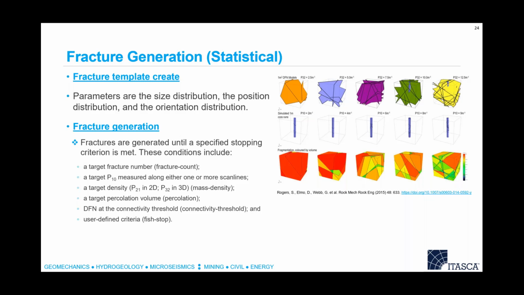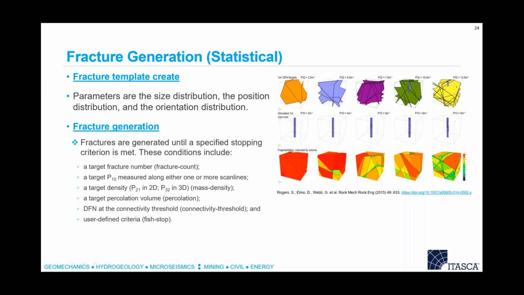A target P10 measurement, which is essentially a measurement along a scan line. Target density, P21 in 2D or P32 in 3D. Target percolation volume, DFNs at some connectivity threshold. And also, you can always use a FISH function to have complete manual control over how you want to generate the fractures and when it should stop populating it.